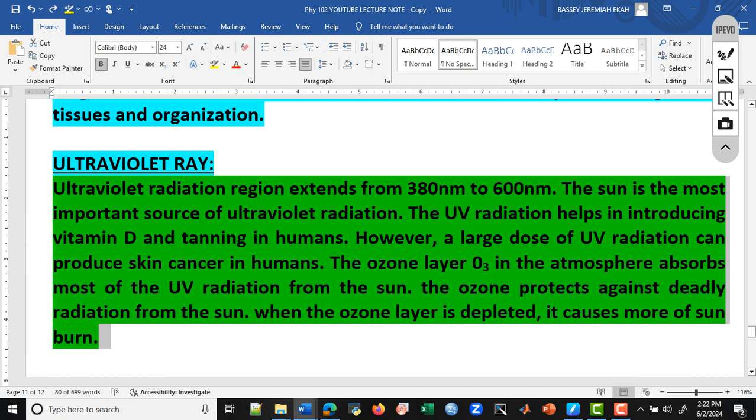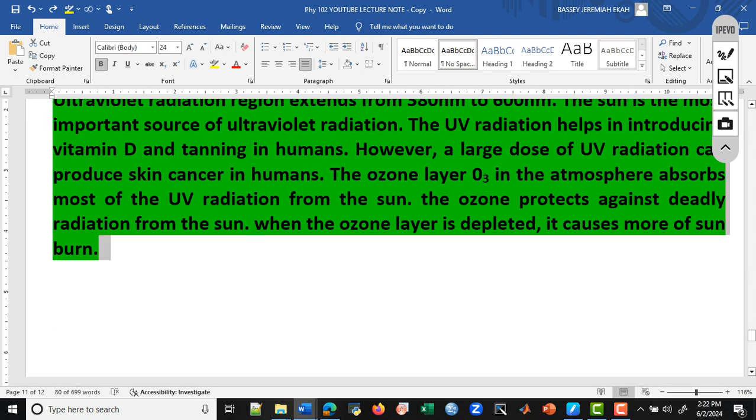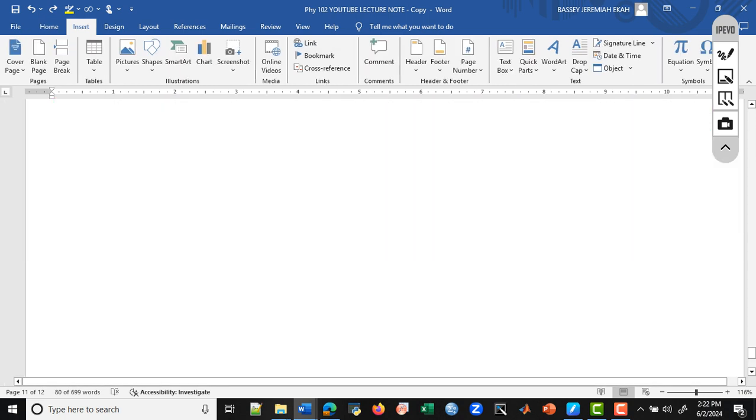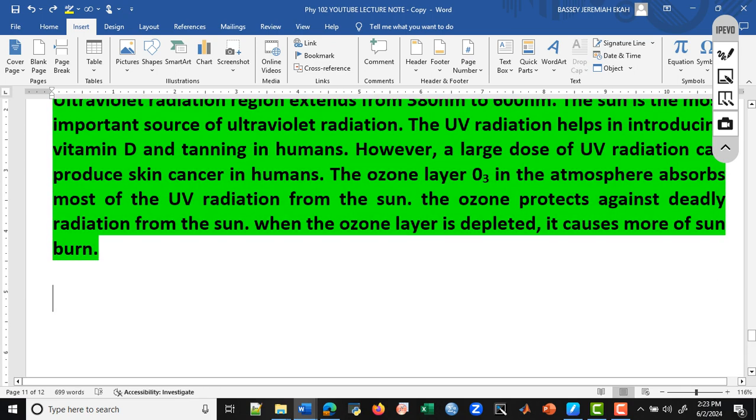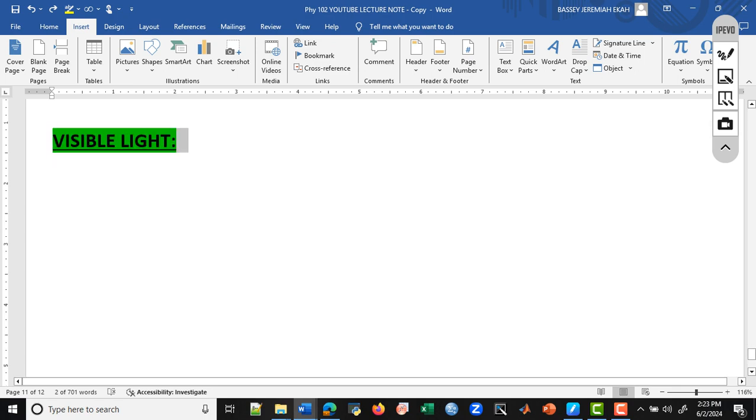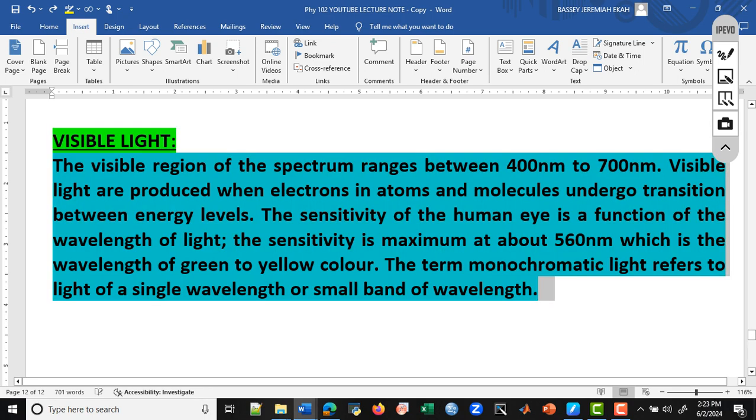The visible light. Visible light region of the spectrum ranges between 400 nanometer to 700 nanometer. So the range of the visible light is between the 400 nanometer to 700 nanometer. Our human eye can detect light or electromagnetic wave at this region.